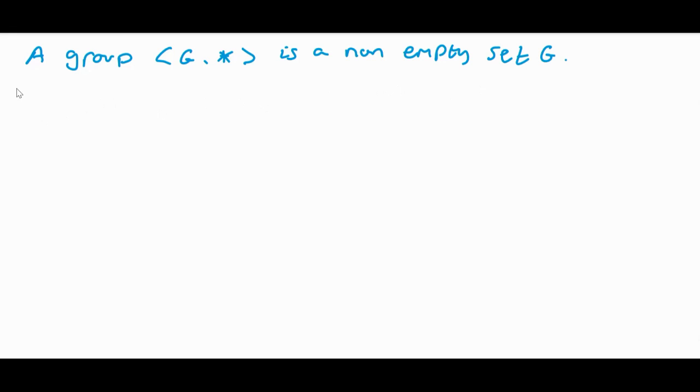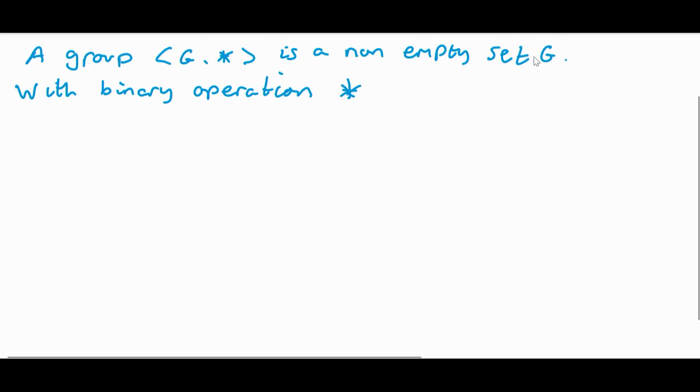Binary operation. Star. Of course, this can be called anything. I've just said star because that's what's in here. But this binary operation, when it acts on G, satisfies. So, satisfying. And there's four axioms.